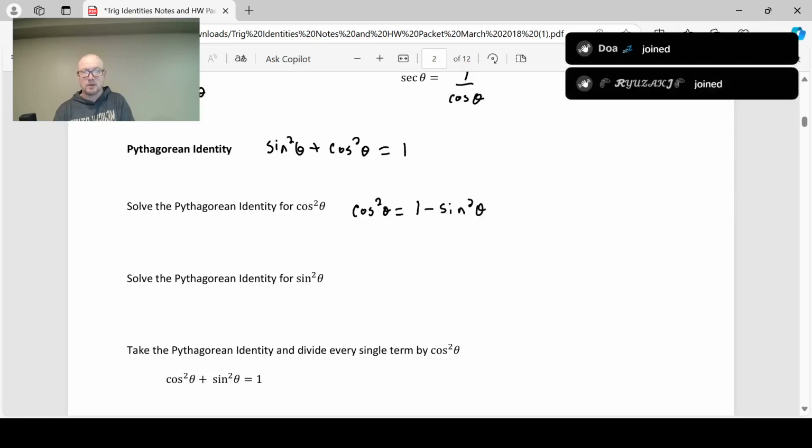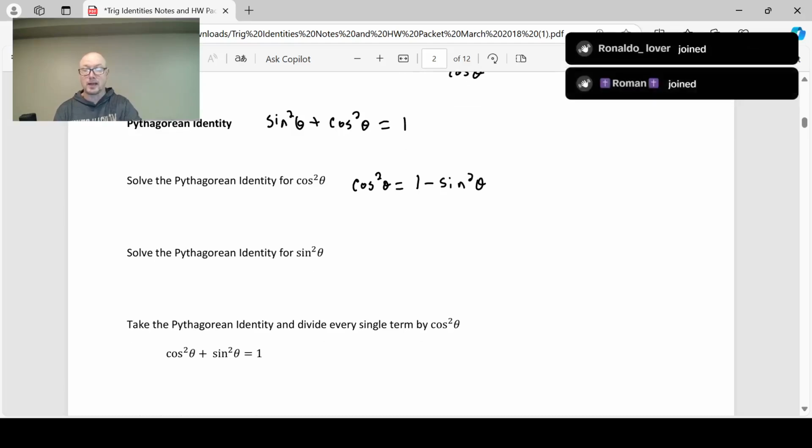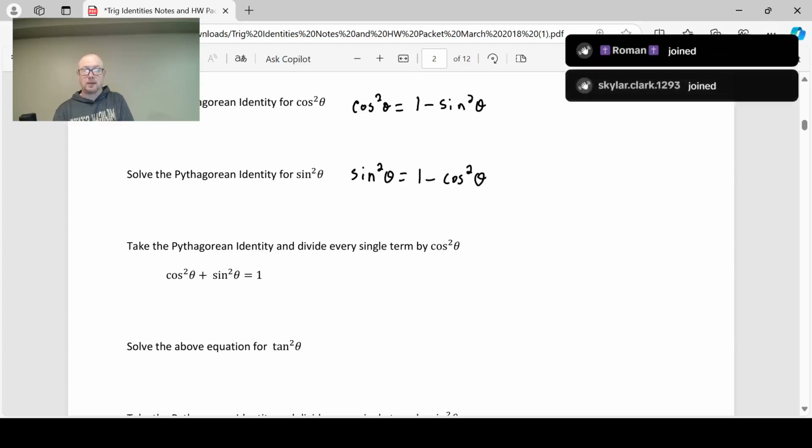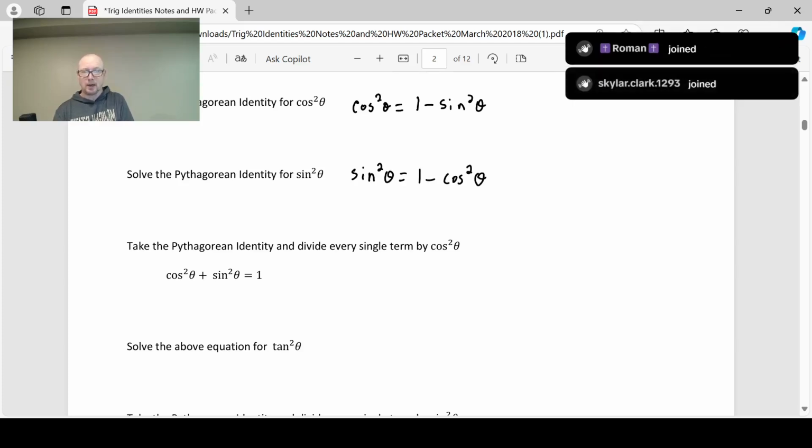This is one that a lot of students miss because they're unsure that you can manipulate this and use that in your simplifying. Okay. And then we also have to solve the Pythagorean identity for sine squared theta. That would be the same thing as sine squared theta is equal to 1 minus cosine squared theta. So you have the ability to manipulate that Pythagorean identity in order to solve that.